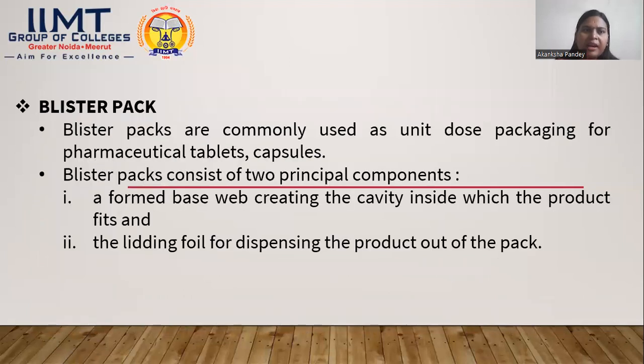Blister packs are commonly used as a unit dosage form packaging for pharmaceutical tablets and capsules. Have you ever seen tablets and capsules packed in a blister form? That is simply a blister pack. A blister pack consists of two principal components: a foam base, creating the cavity inside which the product is protected, and the lidding foil for dispensing the product out of the pack.